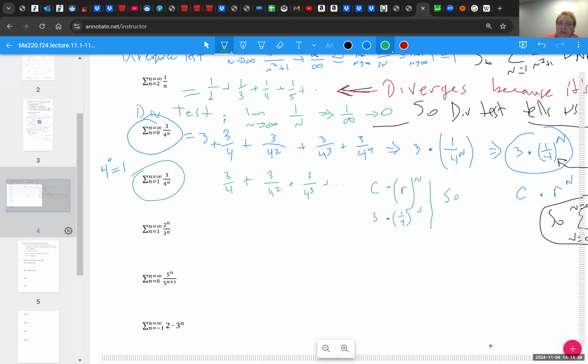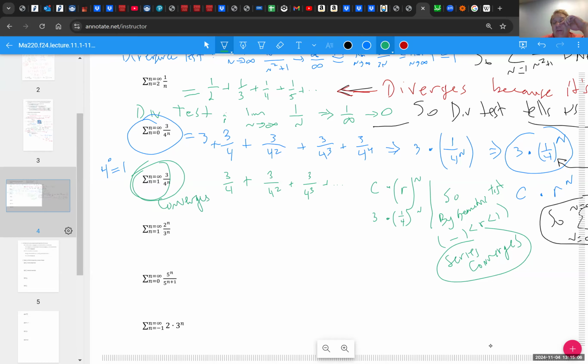Maybe it's getting too late for me to do videos, but this thing converges. So by the geometric test, it has an R value that's between -1 and 1. We know the series converges. All right, so this series converges right here. This converges.